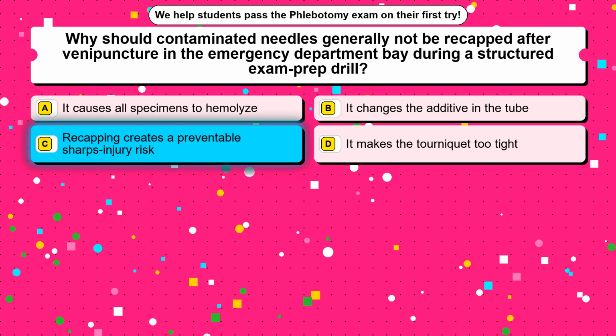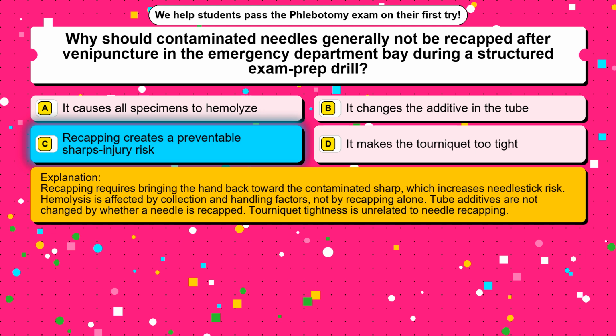The correct answer is option C. Recapping creates a preventable sharps injury risk. Recapping requires bringing the hand back toward the contaminated sharp, which increases needle stick risk. Hemolysis is affected by collection and handling factors, not by recapping alone. Tube additives are not changed by whether a needle is recapped. Tourniquet tightness is unrelated to needle recapping.